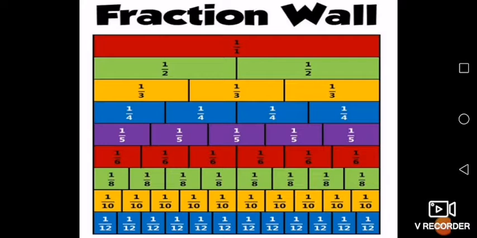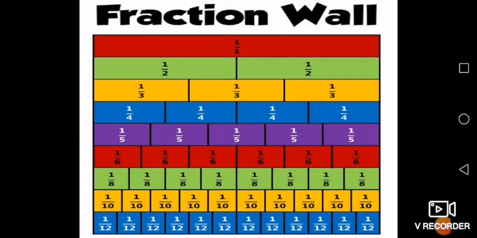So as you can see in this fraction wall, one whole can be written as 1 upon 1 in fraction form. So that will become the whole. When we fold it into halves, the whole will be divided into two parts, and each part will become 1 by 2, because total parts are 2 and each part will represent 1 by 2.